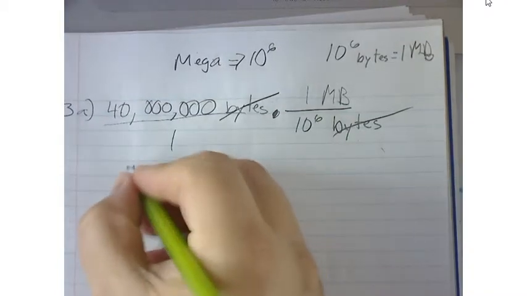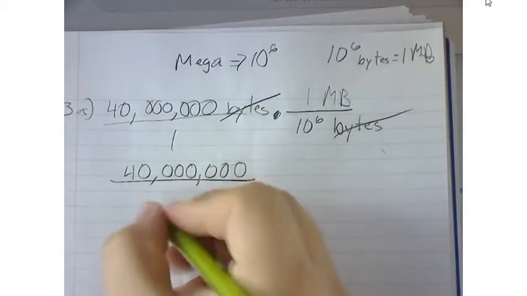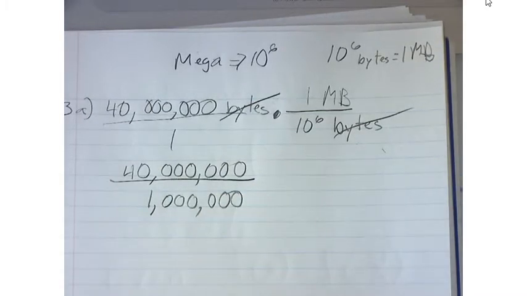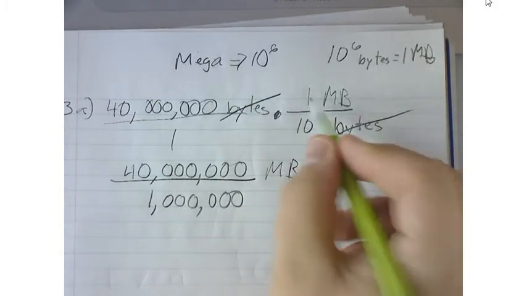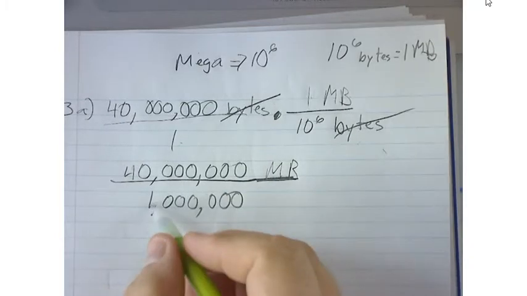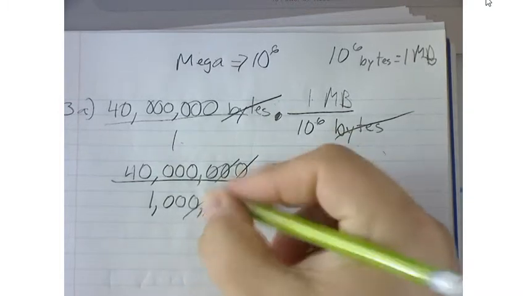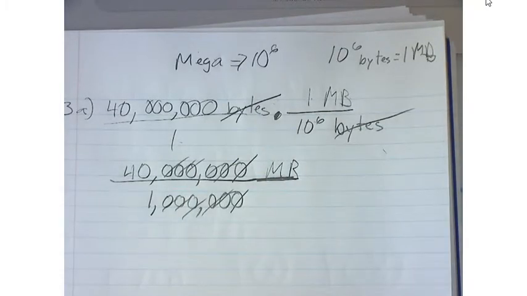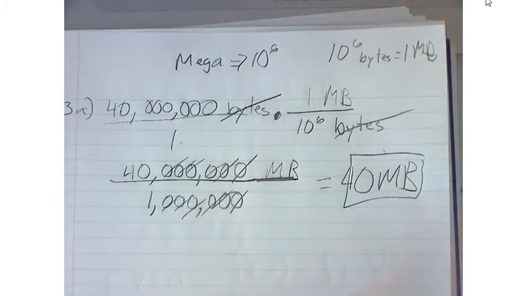So really, I have 40 million divided by 10 to the 6th. Now, 10 to the 6th is really 1 followed by 6 zeros. Did you guys know that? Yeah. And I have my megabytes, because bytes cancel, but the megabytes don't go away. So 40 million times 1 megabyte is 40 million megabytes. 1 times 10 to the 6th is 1 followed by 6 zeros. Now if I take this 0, cancel with this one, this one, and so on, what am I left with? 40 megabytes. What? That's it. That's the answer.